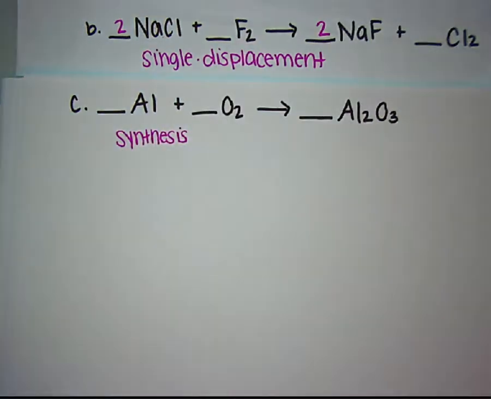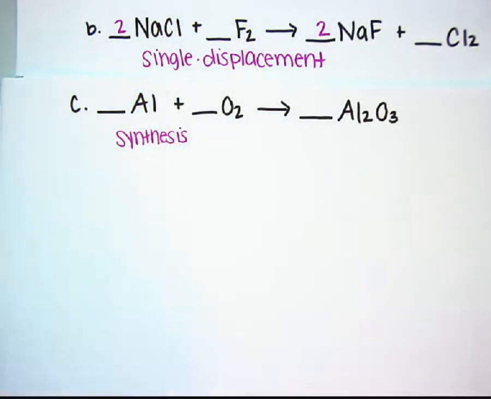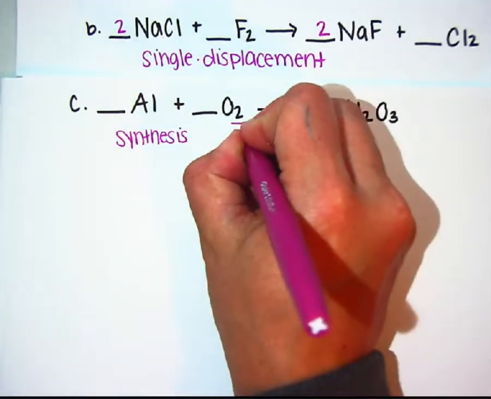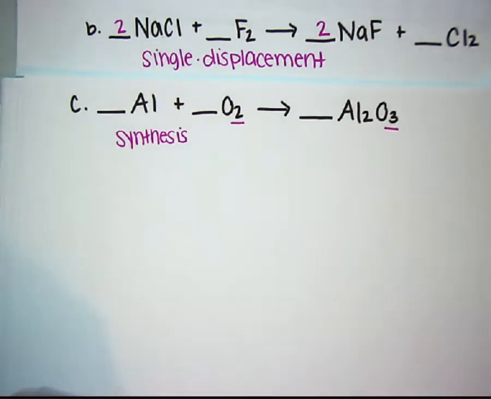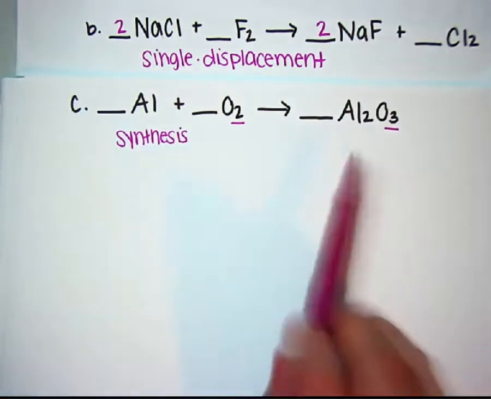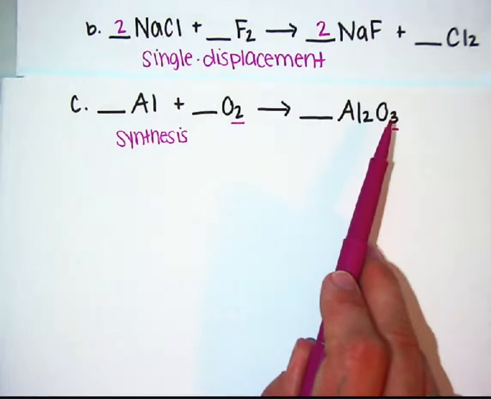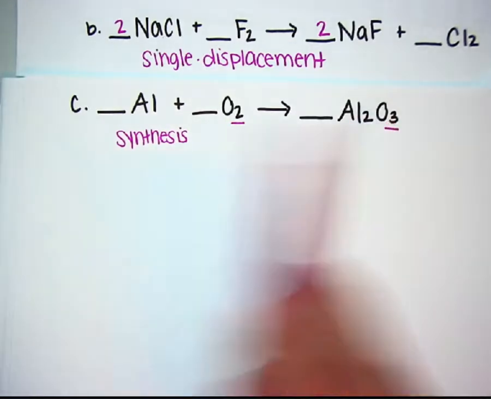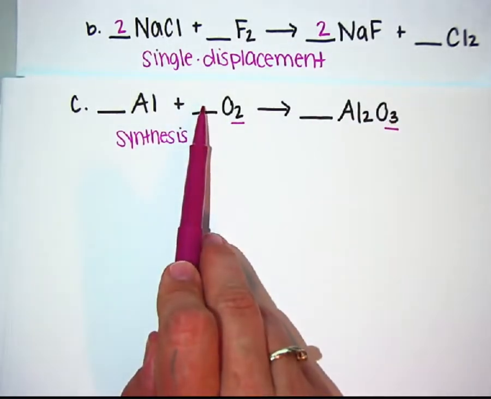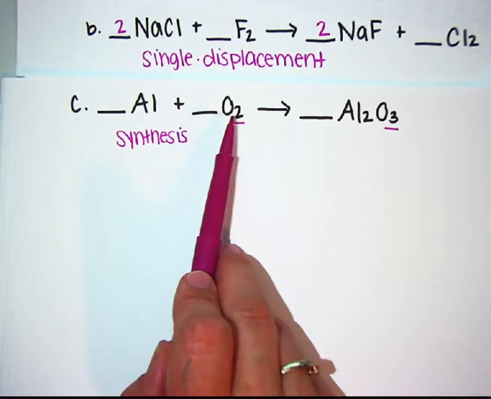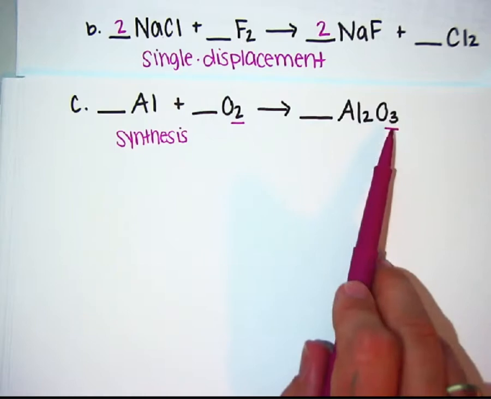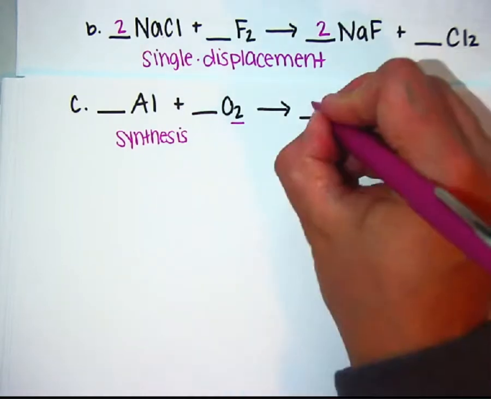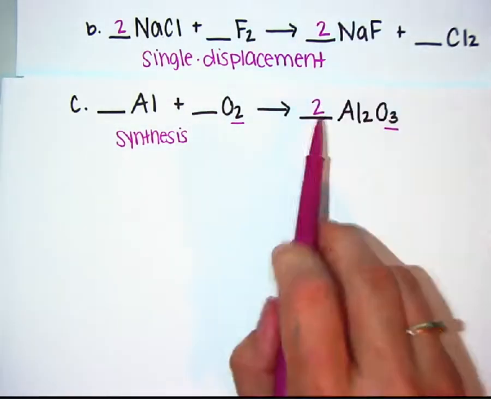All right, let's look at these oxygens. On the left-hand side, you have 2. On the right-hand side, you have 3. Whenever you have a reaction like this, make the odd number even. If I add a coefficient here, I'm always going to get an even number. Anything times 2 will always get me to an even number. So let's make this one even by adding a 2.